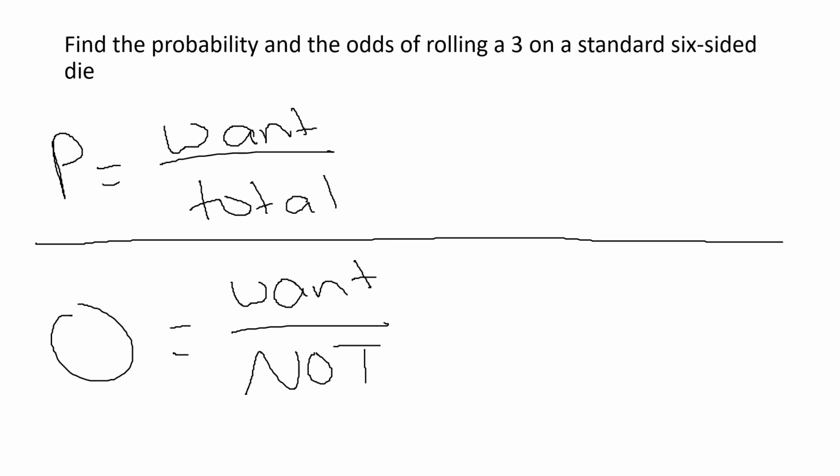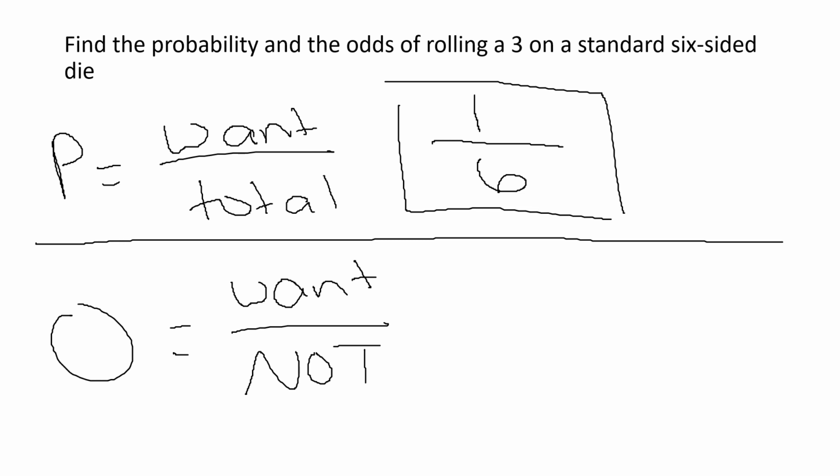So what I want is a 3. Well, on a standard die, there's only one side that has a 3, but the total options are 6. So the probability is 1/6, or 1 out of 6. The odds, my want is still the same. There's only one side that has a 3. However, I do not want to roll a 1, a 2, a 4, a 5, or a 6. So that gives me 5 options that I do not want. So the odds are 1 out of 5.